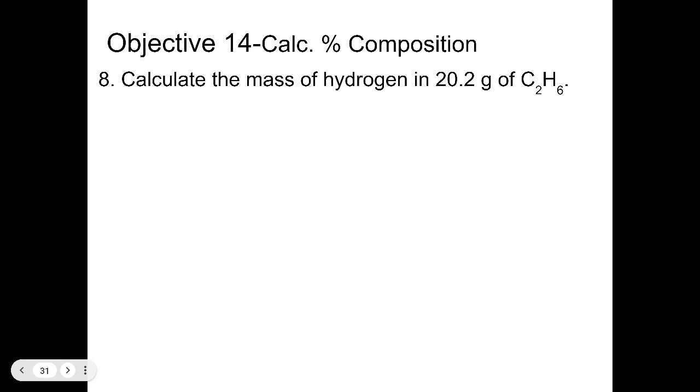So our total mass of grams times the percentage of our hydrogen, because I want to know how much hydrogen is in 20.2 grams of this specific compound. So 20.2 times 0.2 is going to give us 4.04 grams of hydrogen in 20.2 grams of the compound C2H6.